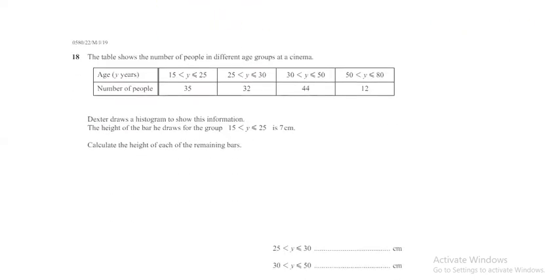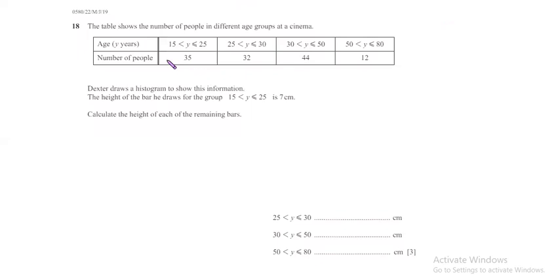The next question is also an important question. When a table like this is given to us, we need to calculate the height of each of these remaining bars, where the height of one class interval is given to us as 7 centimeters. So this is something to do with histograms. When we draw a histogram, we calculate the frequency density. The frequency density is equal to the frequency divided by the class width, which means I first need to find the class width.